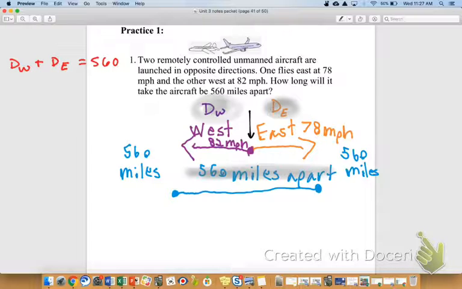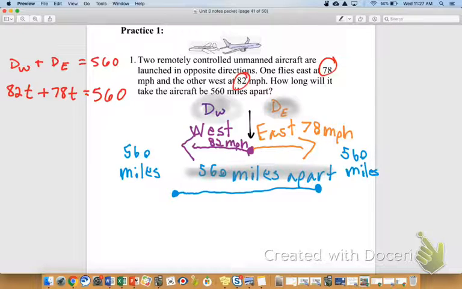The west plane. What is the speed of the western plane? 82. That's right. So we're going to say that dW is really 82 times time. I'll write that with 82t. Plus, what's the speed of the eastern plane? 78. So I'll put that in there as 78 times time. 78t. I think it's important that you actually write this down. Taking your pencil and putting pencil to paper actually has significance for you learning and remembering. And this, of course, equals 560.